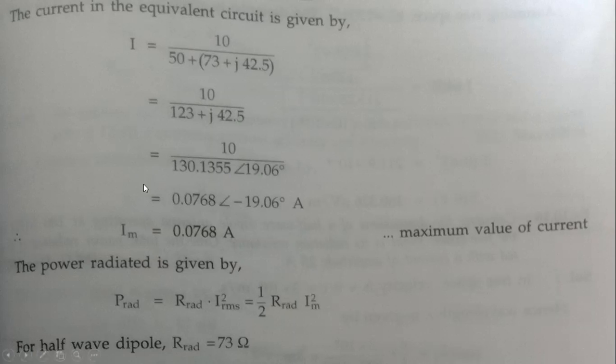If you convert this rectangular form into polar, you will find 130.133 angle 19.06. The numerator will be 10, so 10 divided by 130, and the angle is 0 minus 19.06, so you will get minus 19.06. 10 divided by this is 0.0768, with angle theta 1 minus theta 2, that is minus 19.06 degrees, ampere. We are interested in the maximum magnitude, so 0.076 ampere is the peak value of the current. How can we find the power radiated?